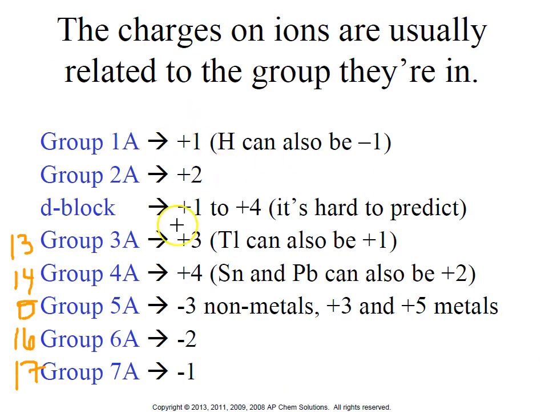If you want to take your periodic table and put those charges at the top of the columns, that could be helpful as we're looking back.